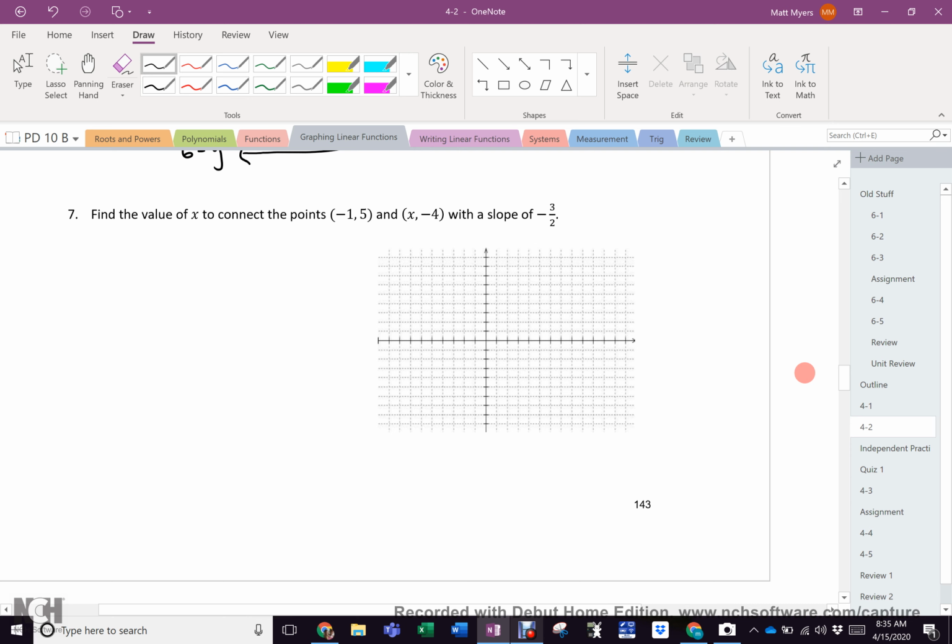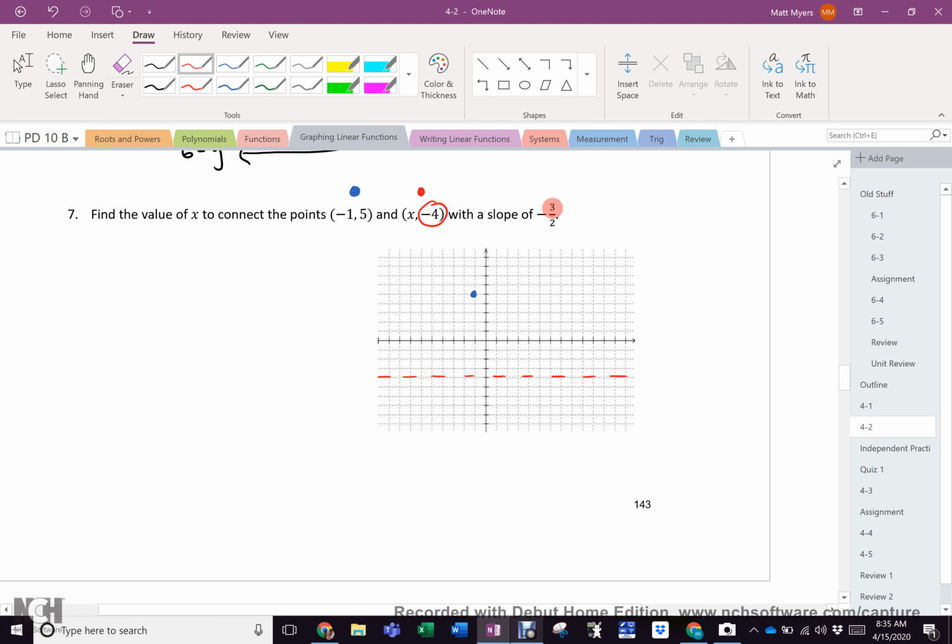So here's number 7. It's the exact same question. So let's have a look. I have a blue dot at negative 1, 5, and a red dot over here. So the blue dot I can put on the graph, negative 1, 1, 2, 3, 4, 5, right there. Now the other one, the only thing I know is it's going to live somewhere on negative 4. So it has to be somewhere on this line.